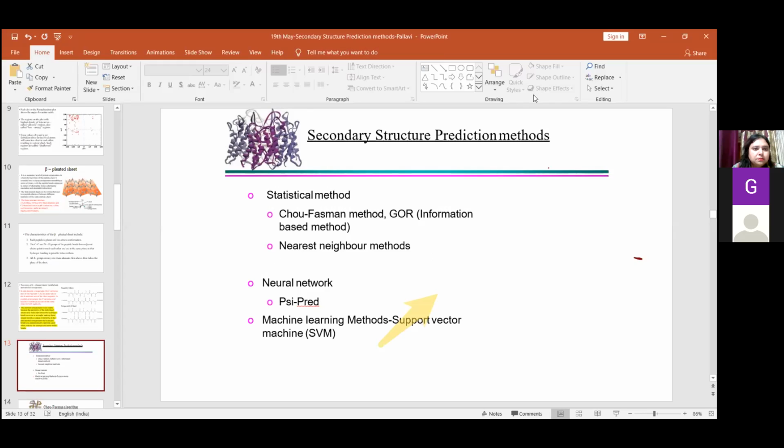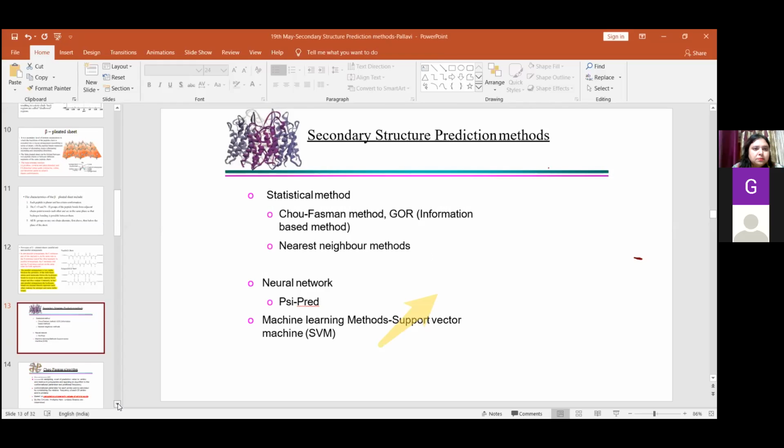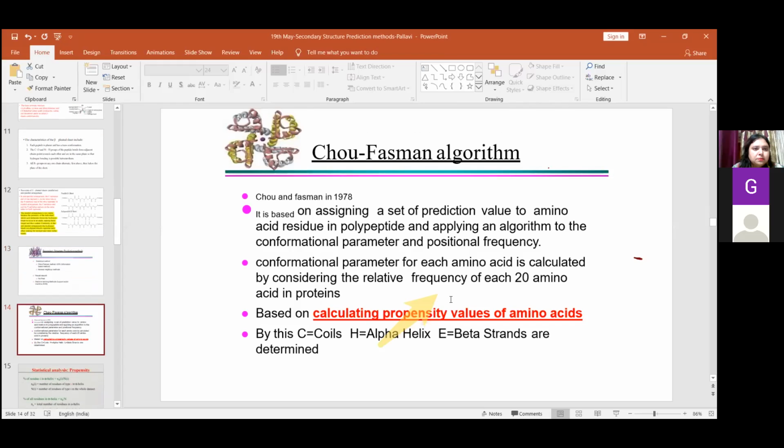Let me disable the annotation. Okay. So what is Chou-Fasman? Let us start with that. The Chou-Fasman algorithm was given by two scientists in 1978. And what we have to do here, we know that we have 20 amino acids.